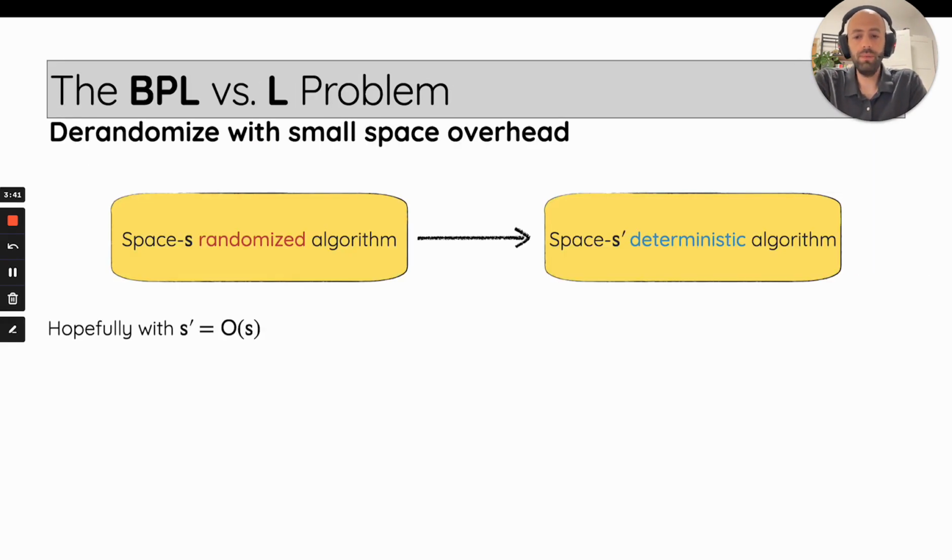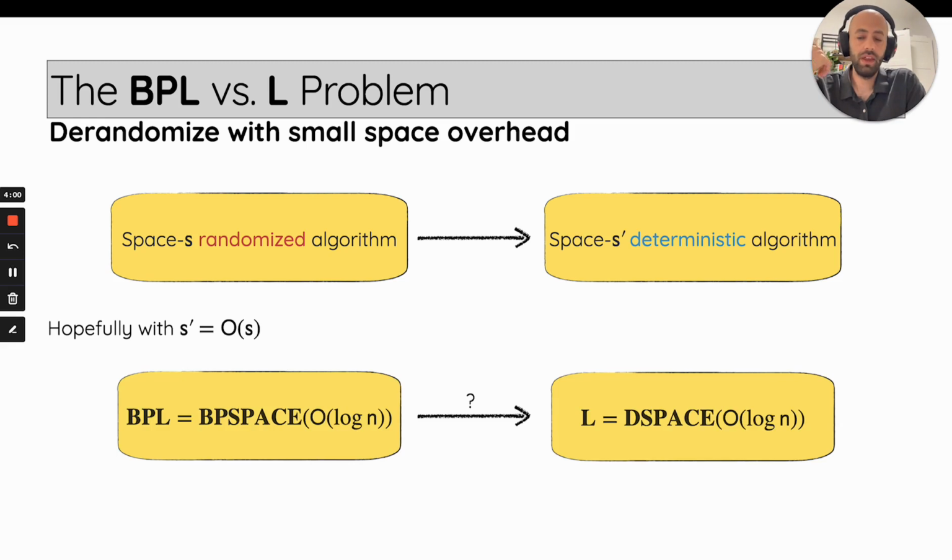So what's our goal? Our goal is to take any space S randomized algorithm and turn it into a space S prime deterministic one, hopefully without paying much overhead. So hopefully with S prime, which is O of S. And this is what's called the BPL versus L problem. And indeed, BPL equals L if you believe circuit lower bounds.